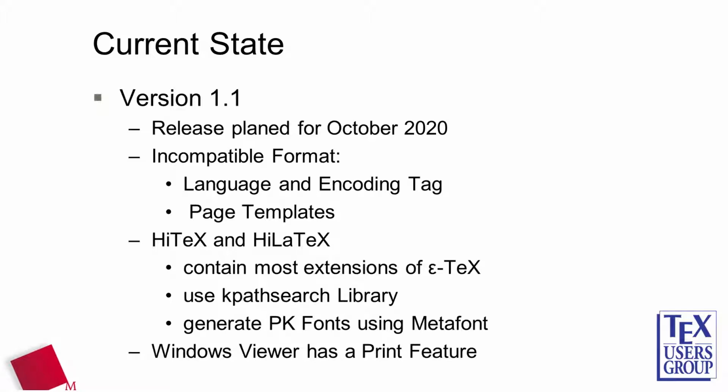Version 1.1 is expected to come out in October this year. Unfortunately, the new format is not compatible with the version 1.0 format because I added 2 new tags, one to identify languages and one for character encodings. None of them is really necessary for displaying a hint file, but they are useful, for example, for text-to-speech conversion and automatic translation of texts.